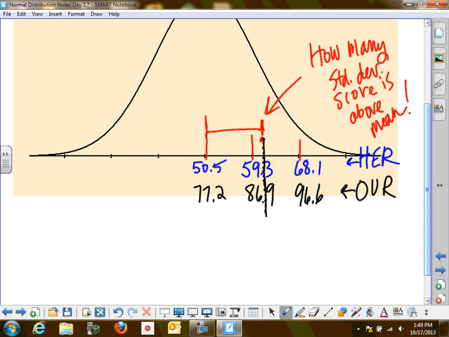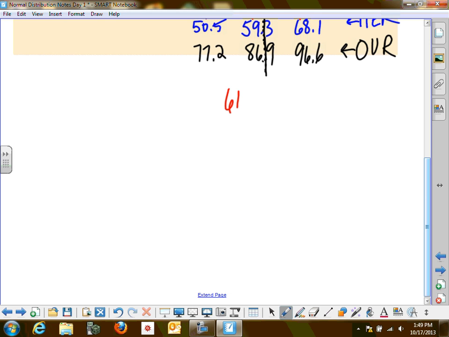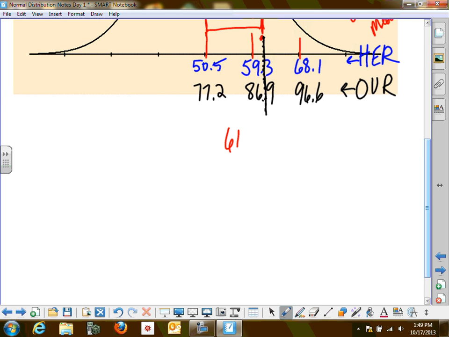Very good. So, let's do that. Her score is 61. How do I compare it to her class information? Compare it to the mean. What do you do? Subtract it, I heard. Subtract what? Okay. This is how far hers is away from the mean. And that amount is 10.5 points.